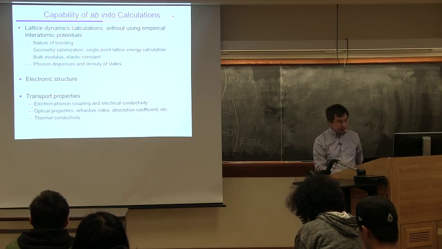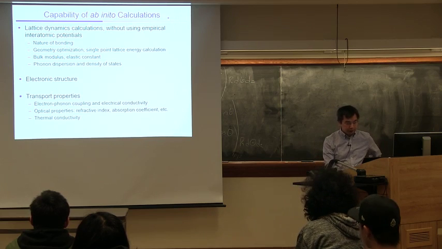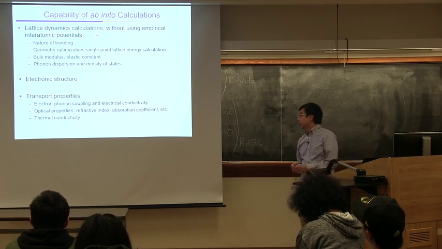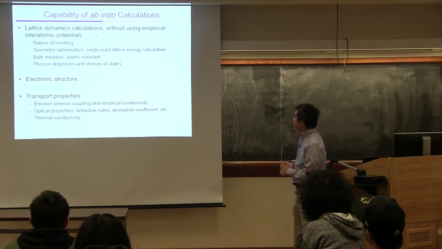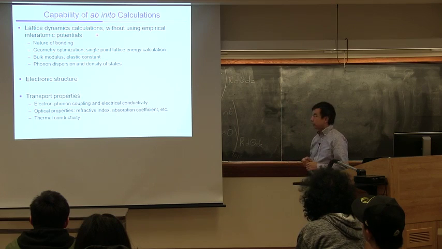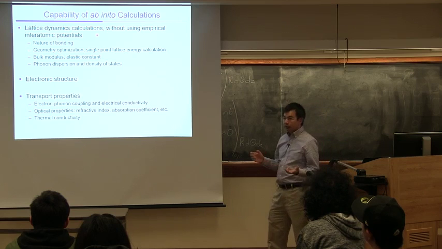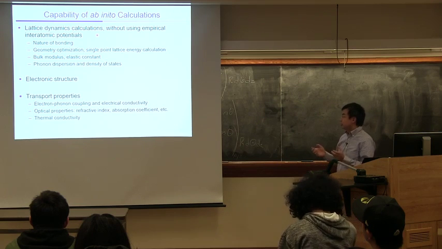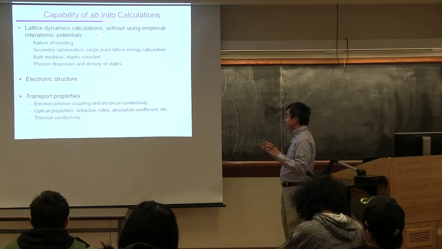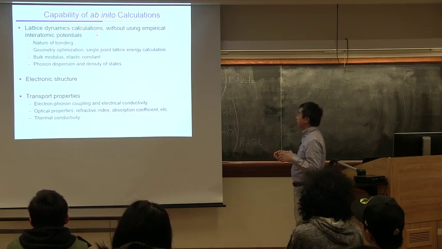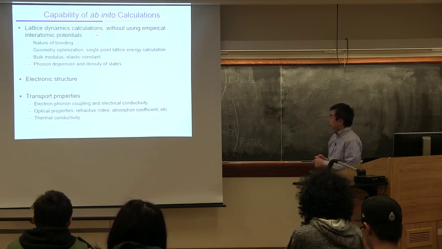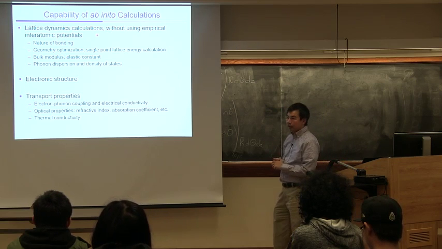All right. Other than that, what are the capabilities of ab initio calculations? We can use ab initio calculations to do lattice dynamics calculations without using empirical atomic potential, right? We already introduced to you that the empirical potential has a quantum mechanical nature. Now, once we know how to calculate wave functions, we can get the energy as a function of the distance of atoms. This can be done without those interatomic potentials anymore. Well, this can tell us the nature of bonding, right?